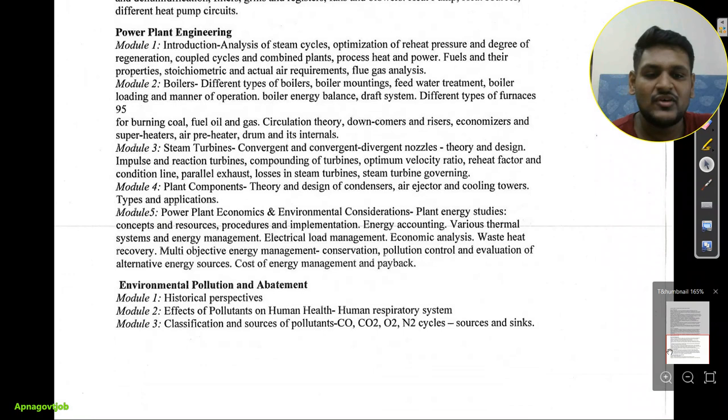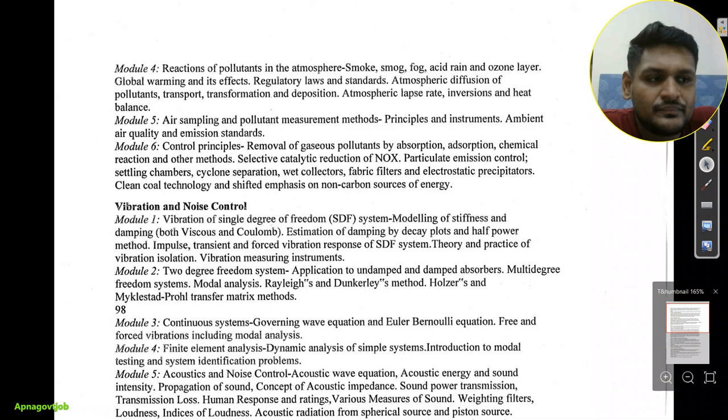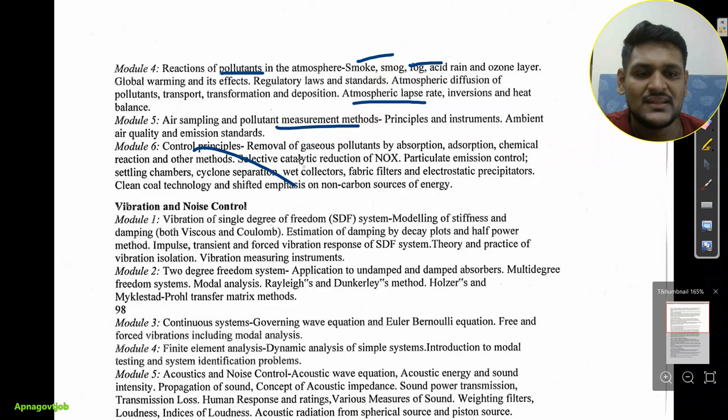Next, environmental pollution and this. Okay, so all these things we already studied, but you can leave this. Module 4. Have a basic idea about pollutants. Okay, what is smoke, smog? That basic thing you can do, atmospheric lapse rate, inversion and heat balance, this thing also you need to do, air sampling, pollutant measurement methods, do this. Okay, other things you can just leave.